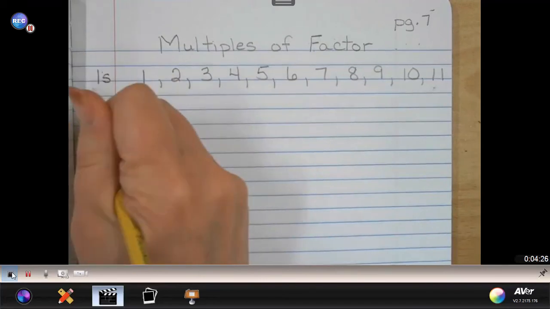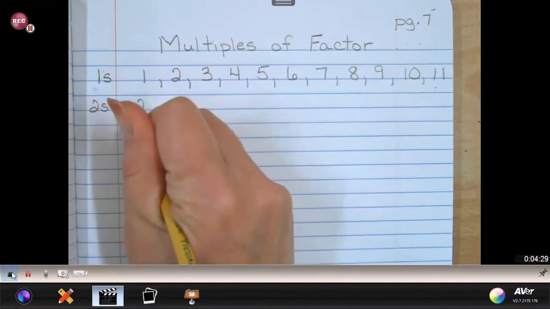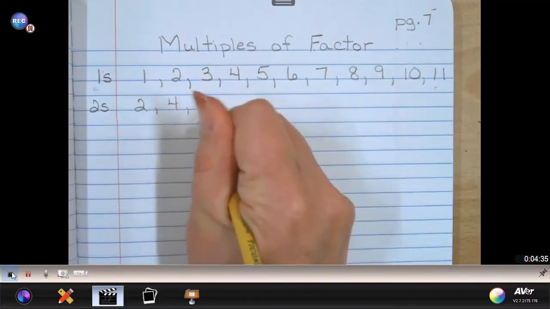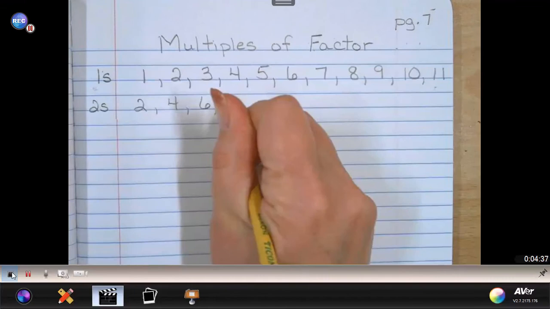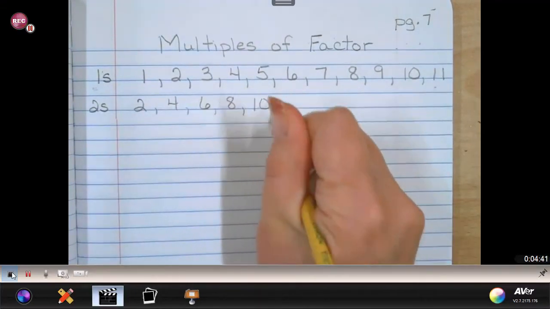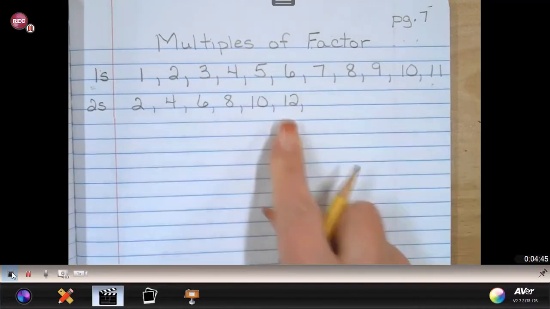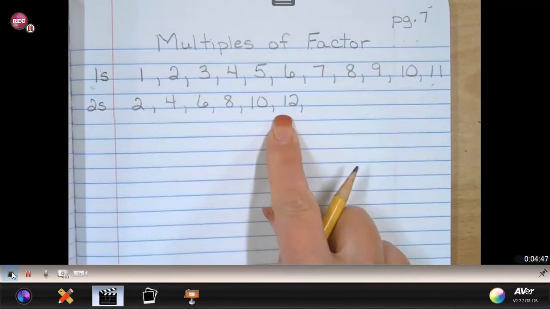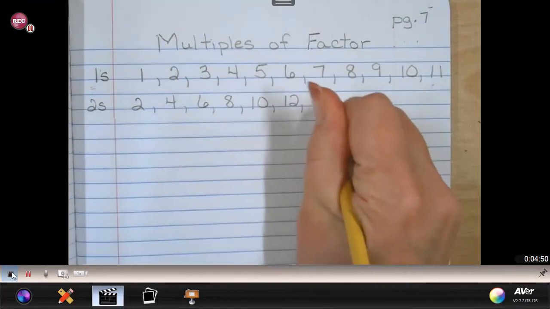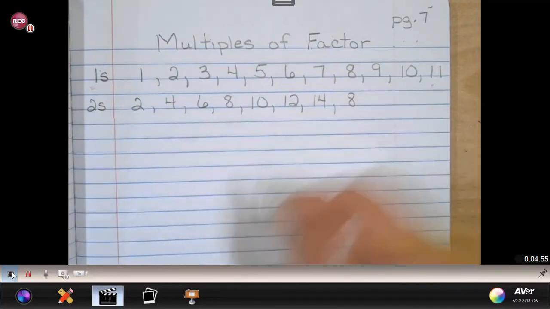Our 2's are going to be: one group of 2 is 2, 2 groups of 2 is 4, 3 groups of 2 is 6, 4 groups of 2 is 8, 5 groups of 2 is 10, 6 groups of 2 is 12. I'm adding on another group of 2 every time. 7 groups of 2 is 14, 8 groups of 2 would be 16.